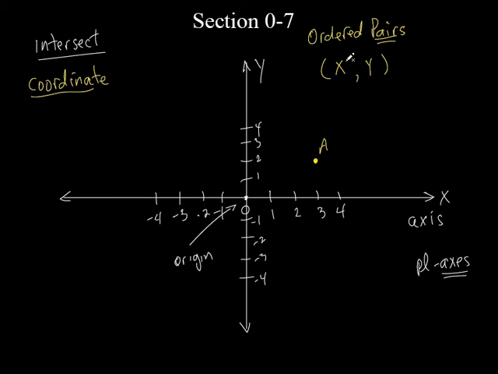Now look at point A. This means you always start where? What's the beginning? The origin. You always start at the origin, which is right here, right with that point of intersection. And then it says, to find where this point is, you go in the X direction, and then you go in the Y direction.